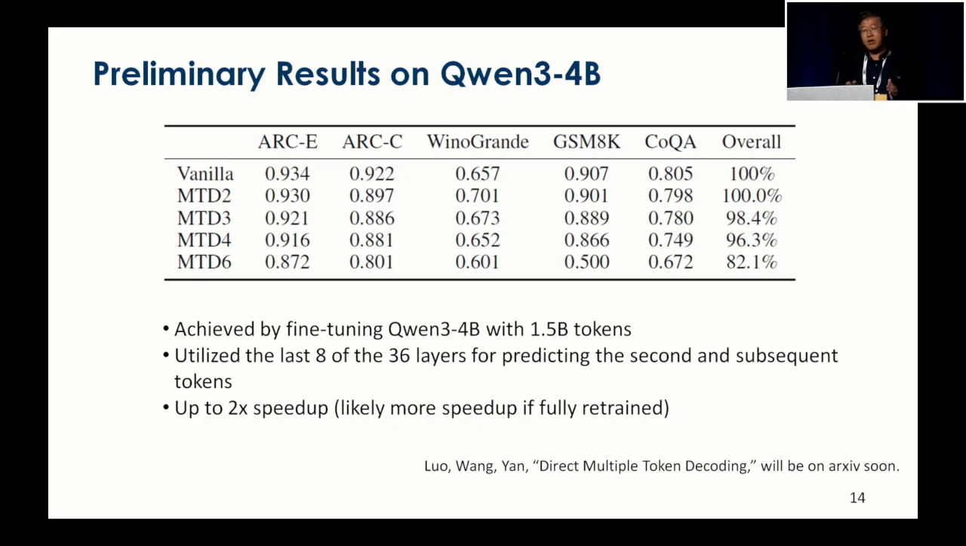And we can run this model in a batch-size inference framework, and it can achieve up to 3 times speed improvement. For the second token and subsequent tokens, we only use the last 8 layers of the Qwen model to generate those tokens. And we suspect that if we train our model with a larger training set, doing continued training, the performance will further improve.